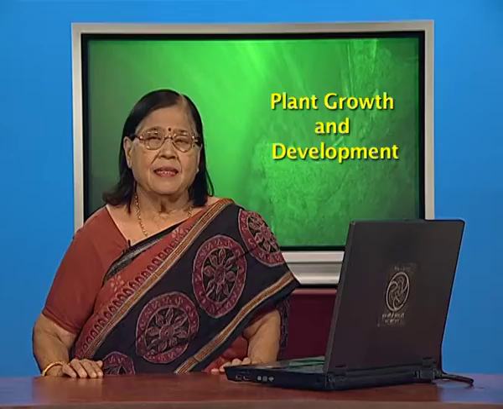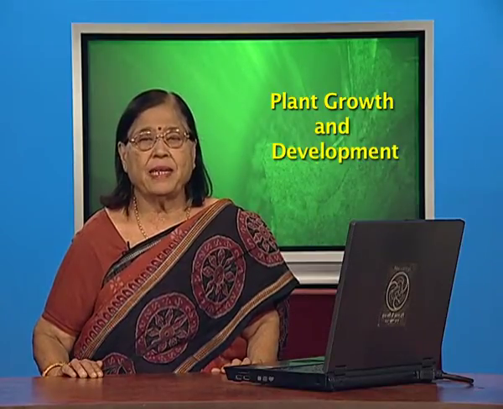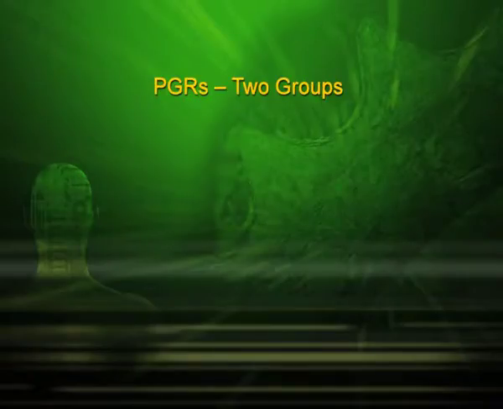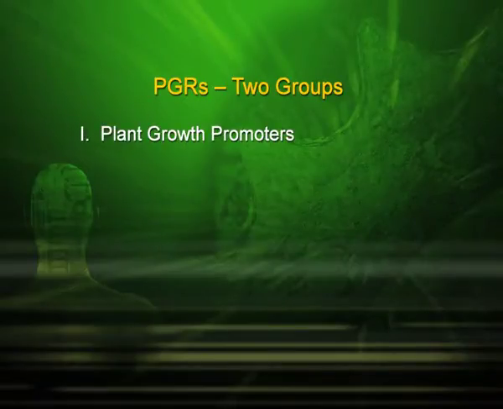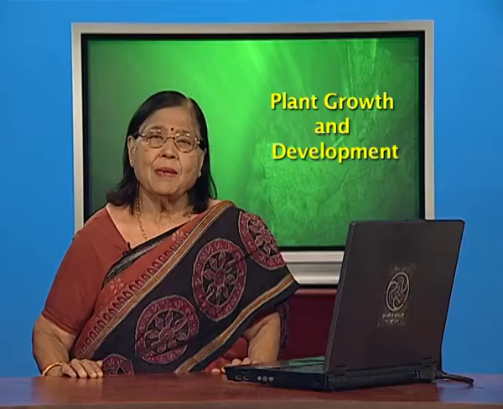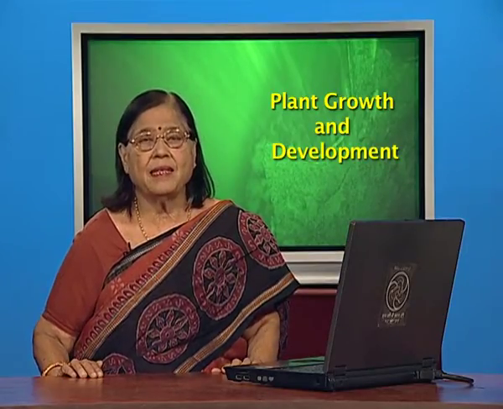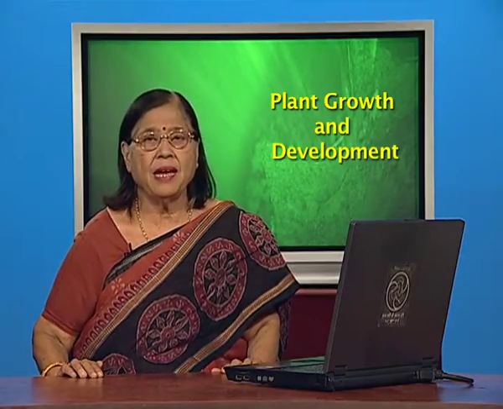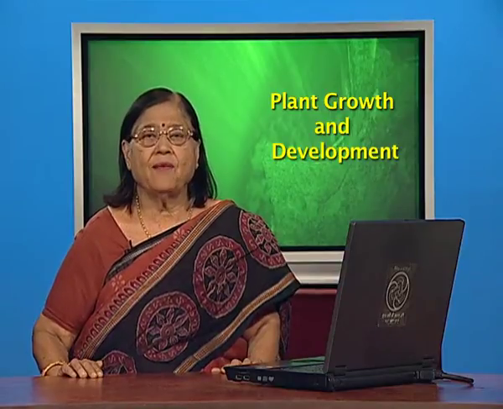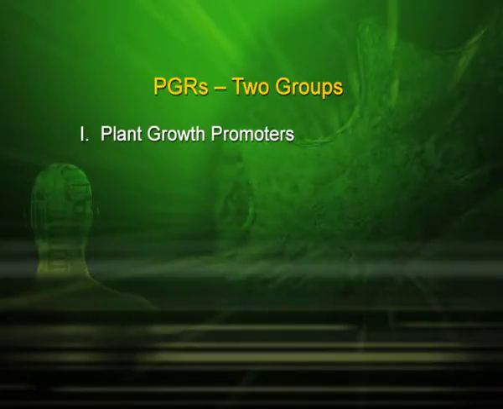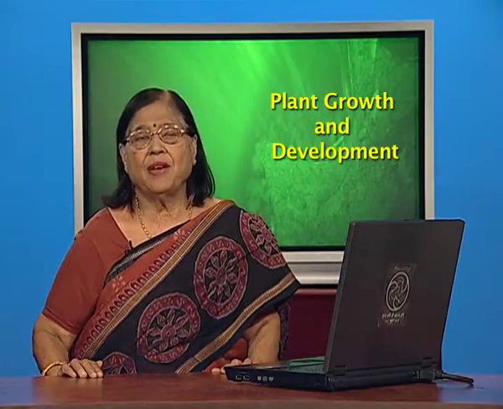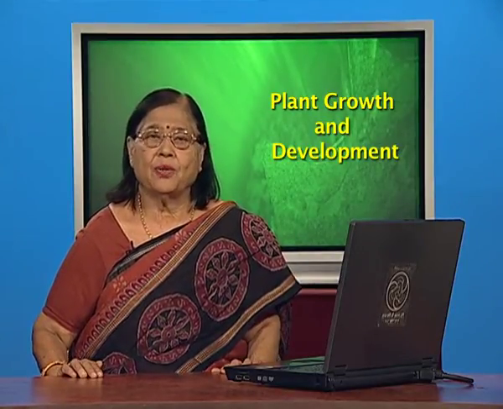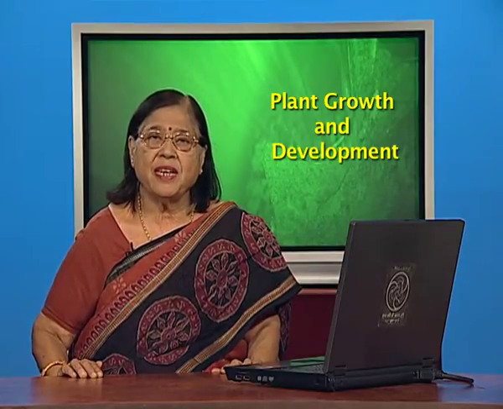PGRs, that means plant growth regulators, we can put in two groups. The first group will be plant growth promoters, those PGRs which are promoting the growth of the plant somewhere or the other. Plant has so many tissues, so many areas, so many kinds of places where growth is taking place. So, it is acting as promoter. These will help in cell division. Children, you know that cell division comes into picture when one cell divides into two. So, it is growth, it is promotory activity.